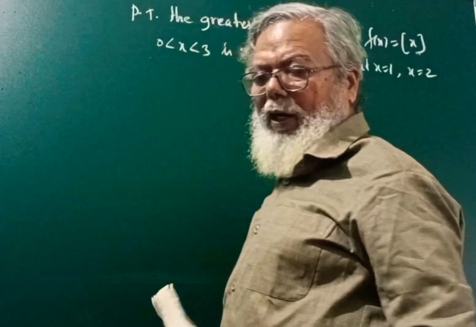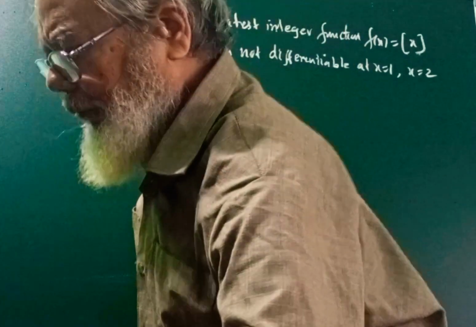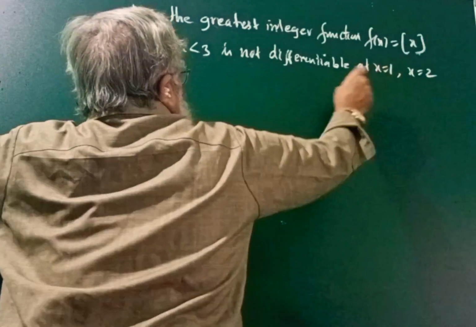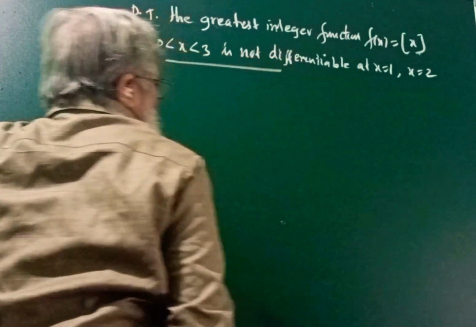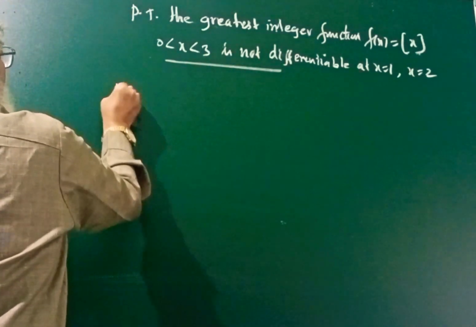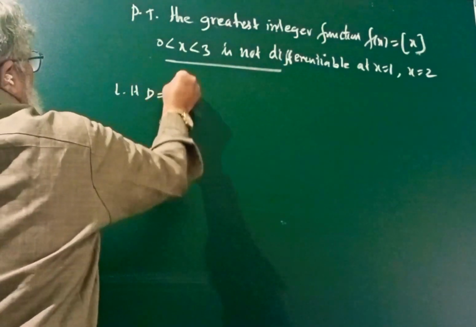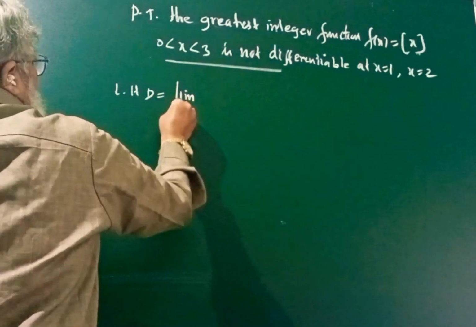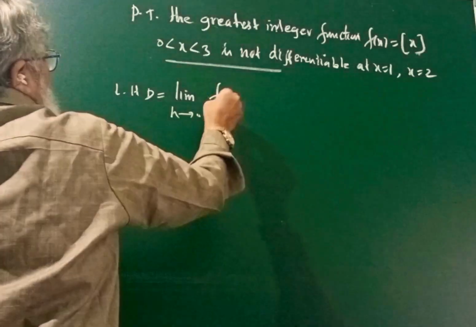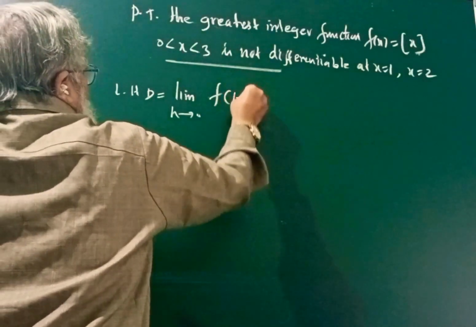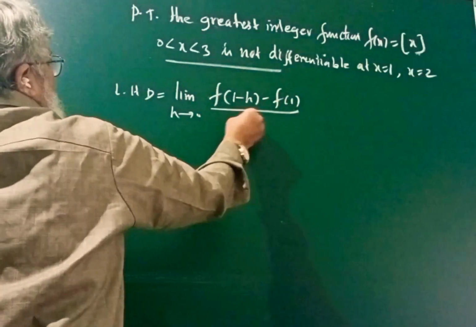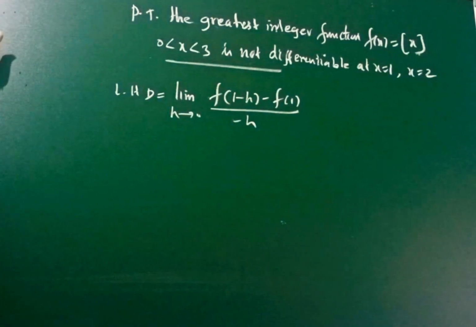Now first let us prove it for x is equal to 1. So we know the greatest integer function, he is asking the integral value. So here, now let us take the left hand derivative of this f(x). That is limit h tends to 0, at x is equal to 1 we are writing f of 1 minus h minus f of 1 divided by minus h. That is the left hand derivative.